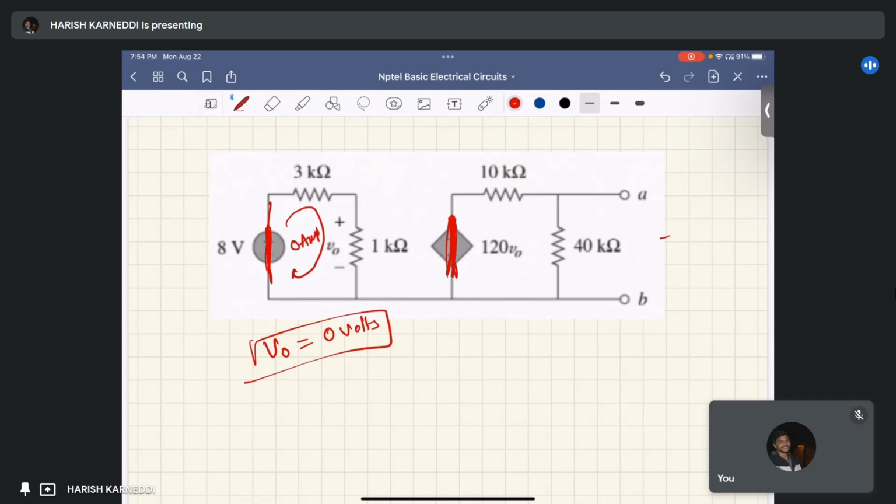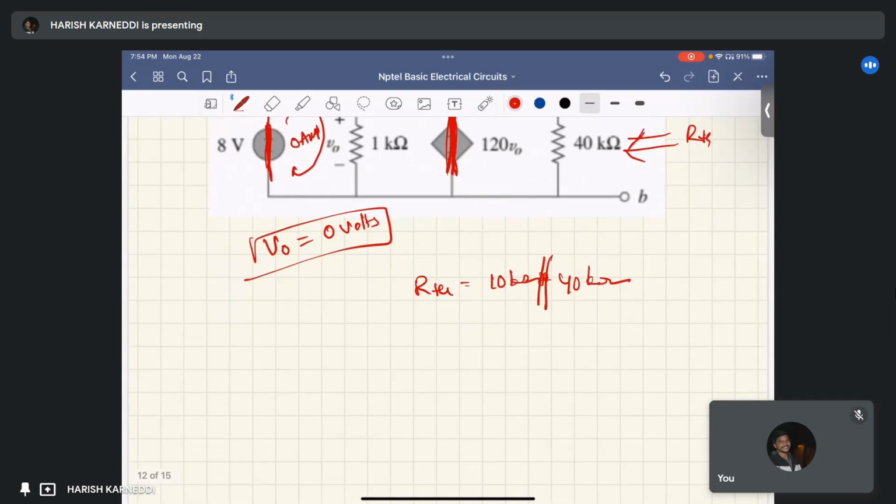So the RTH is the resistance seen from these terminals. The 10 kilo ohm and 40 kilo ohm are connected in parallel. So the equivalent resistance can be written as 10 into 40 by 10 plus 40, which is 8 kilo ohm.